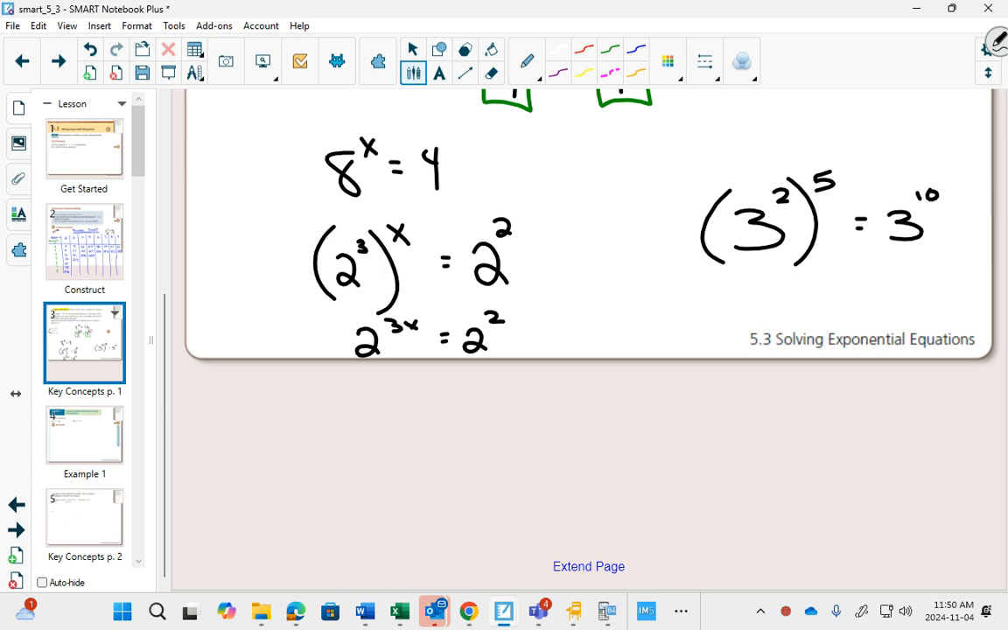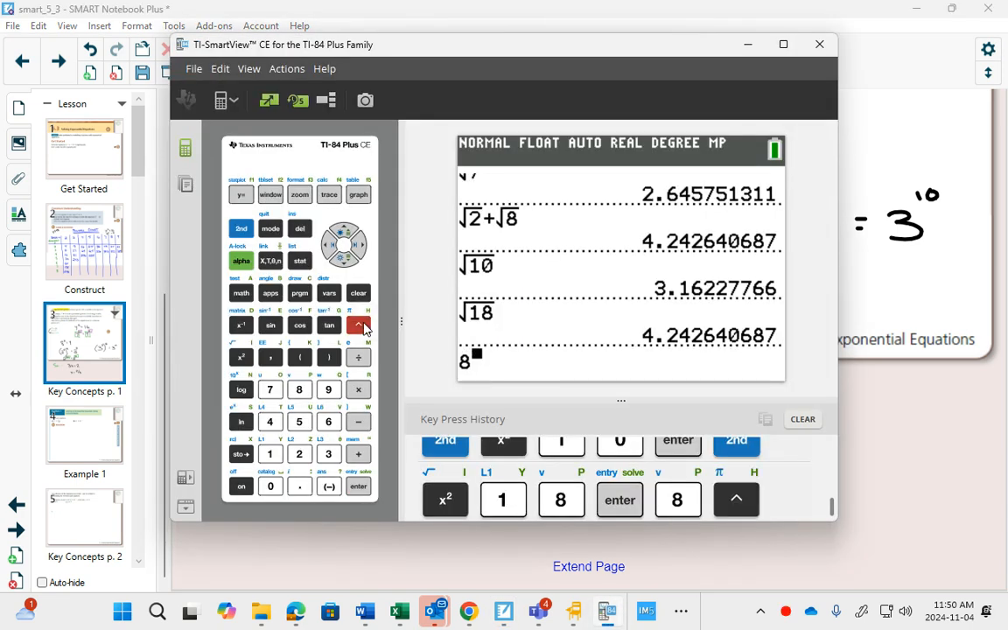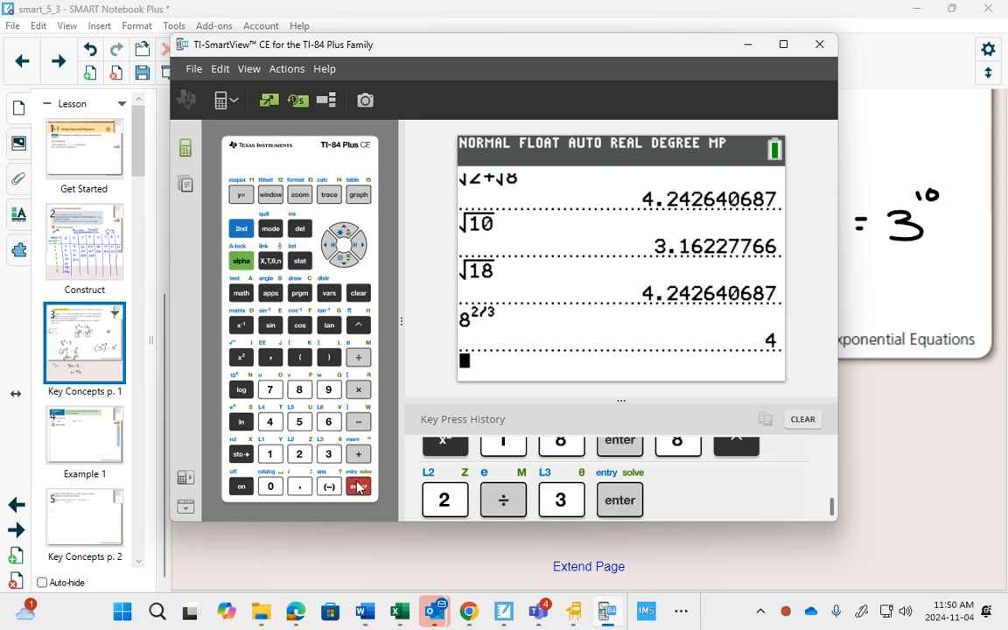And if you can get the bases the same, does it make sense that these two things would have to be the same? So you'll see me write, this is a mathematical observation. So I often write, so I'm just making an observation that therefore 3x has to equal 2. And you get x equals 2/3. Really cool, try that on my calculator. 8 to the exponent of 2/3. Sure enough, it's equal to 4. But not something that mental math you just saw and said, I knew this.